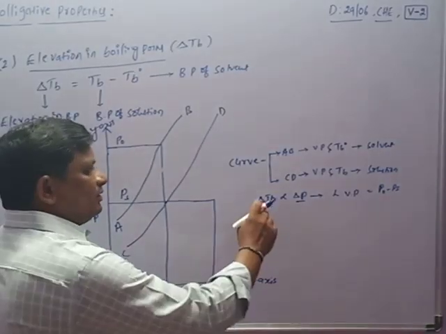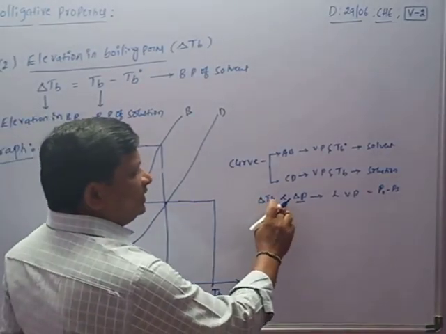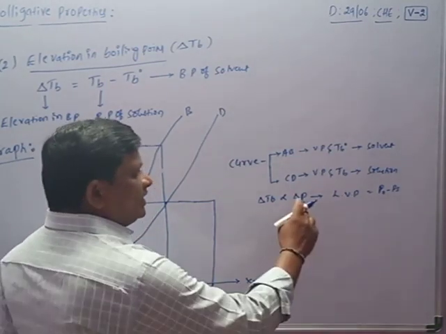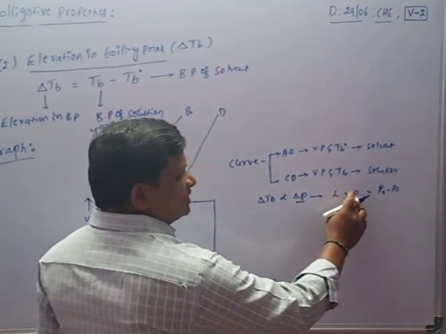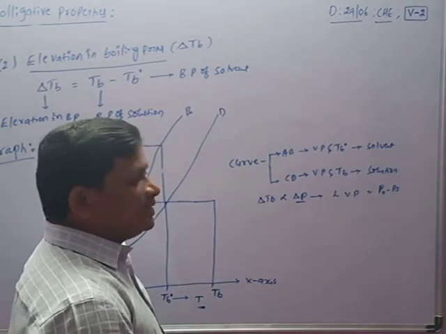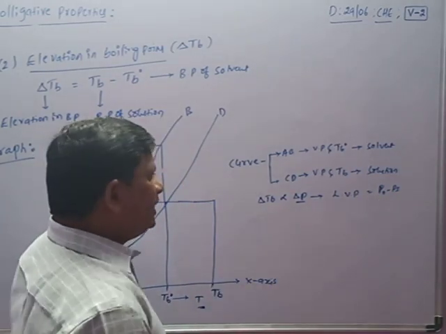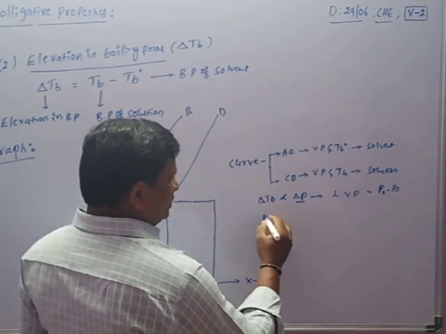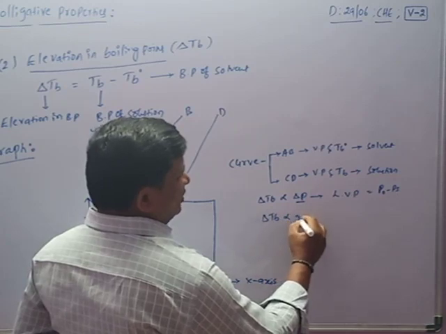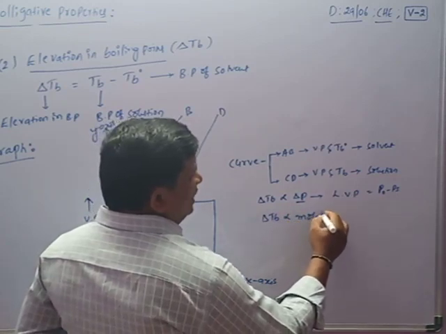So elevation in boiling point, delta TB, is directly proportional to delta P, wherein delta P is the lowering of vapor pressure. Lowering of vapor pressure means P naught minus PS. Then, according to dilute solutions, delta TB is directly proportional to molality.